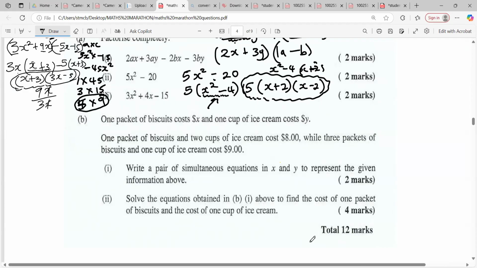So one packet of biscuit costs X dollars and one cup of ice cream costs Y dollars. One packet of biscuits and two cups of ice cream cost $8, while three packets of biscuit and one cup of ice cream cost $9. Write a pair of simultaneous equations in X and Y to represent the information given, and then solve the equations obtained above to find the cost of one packet of biscuit and the cost of one ice cream, and that's 4 marks. So go ahead and do that one.